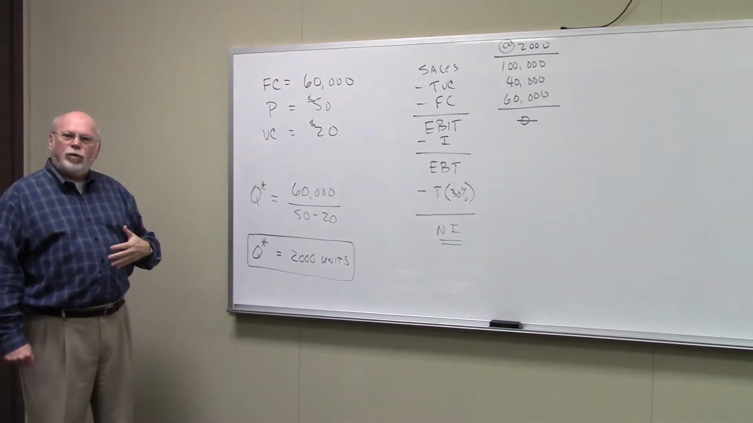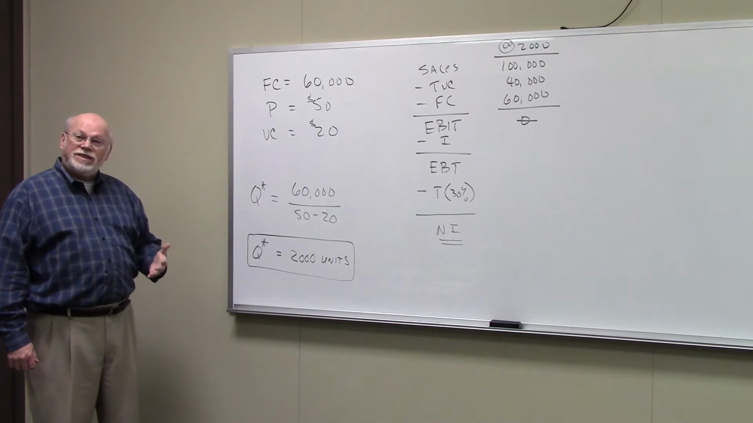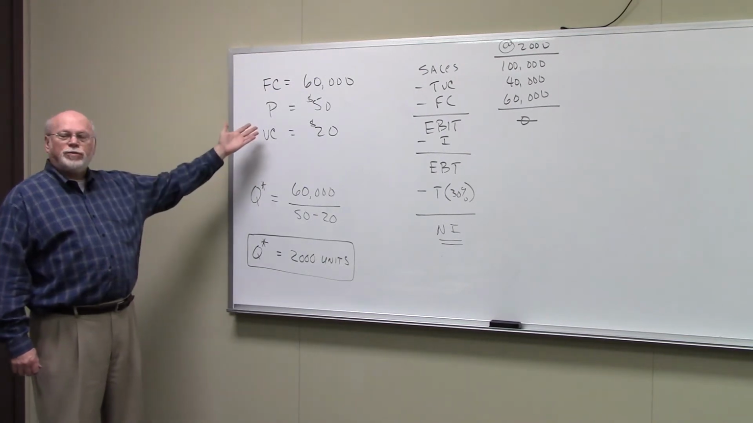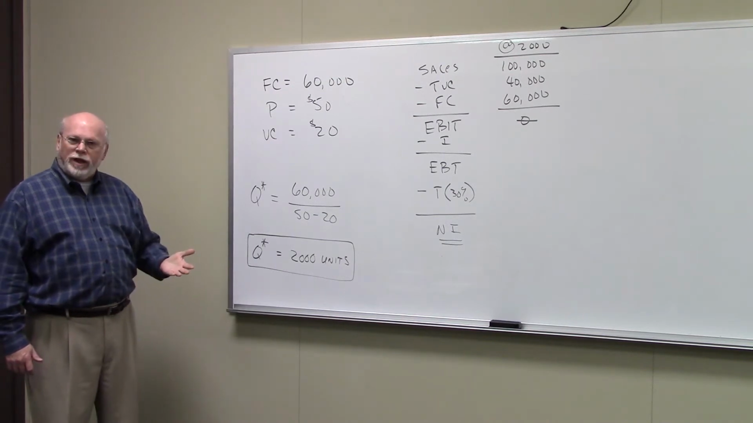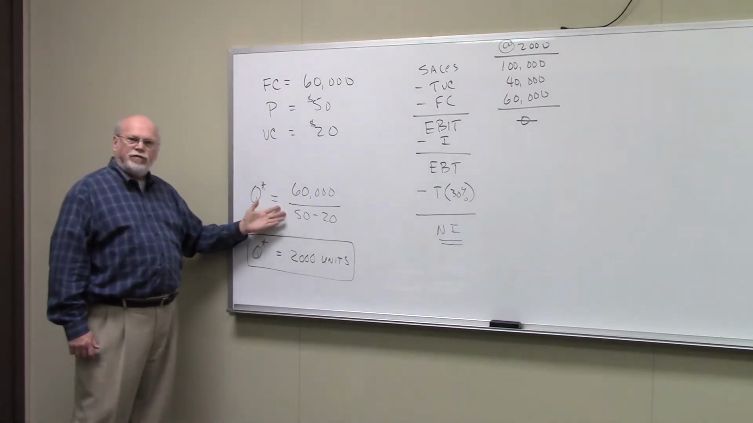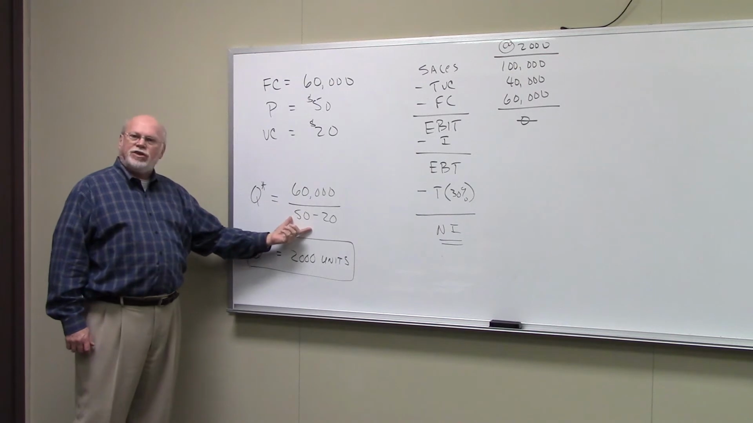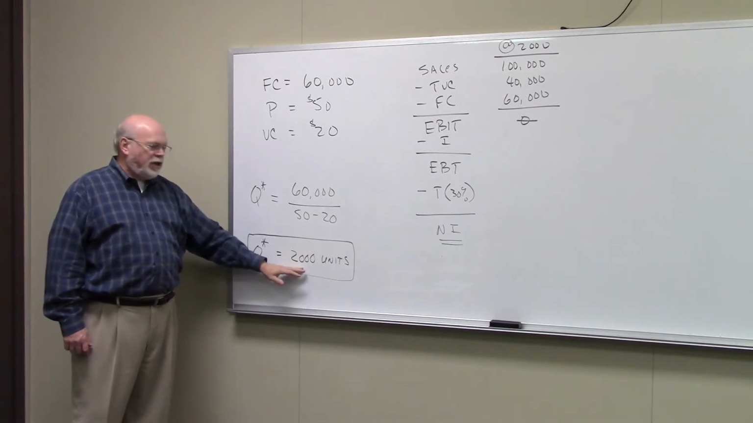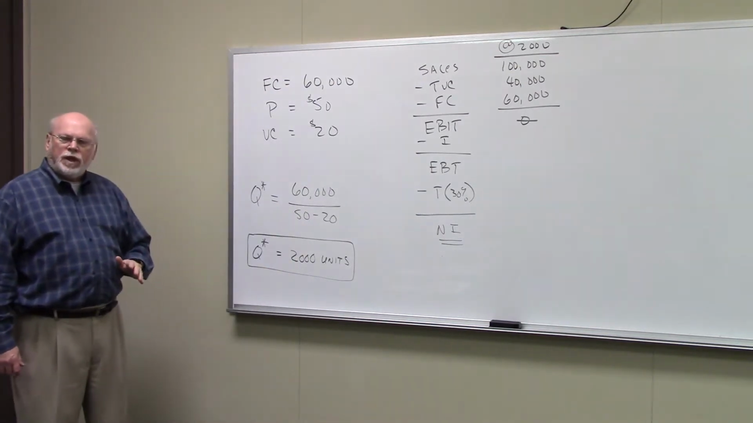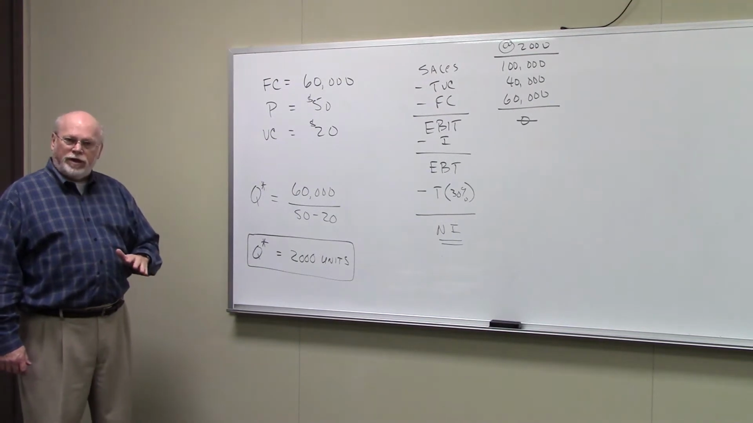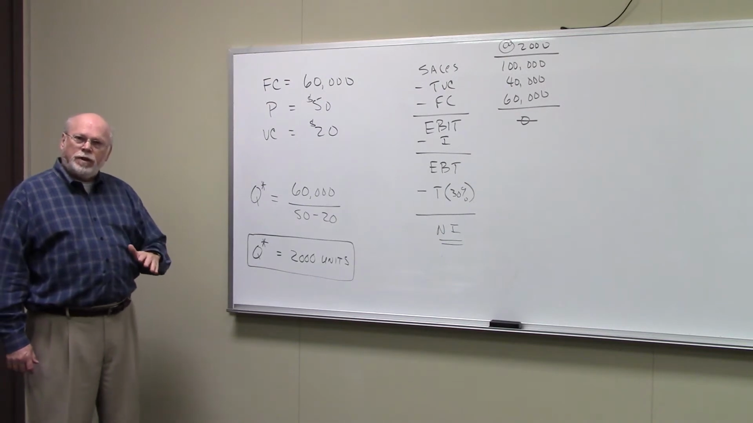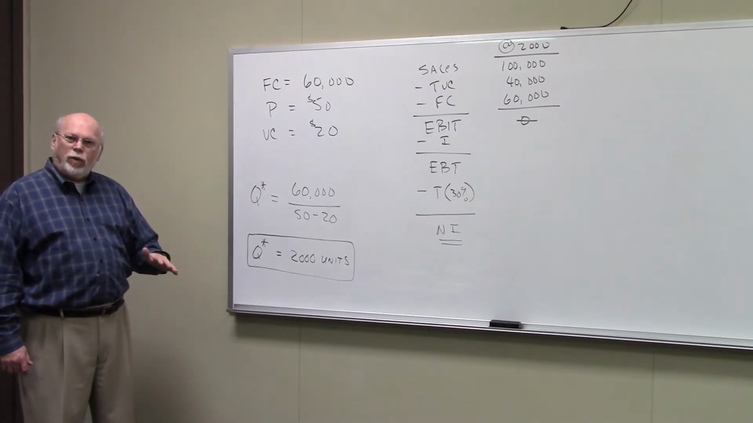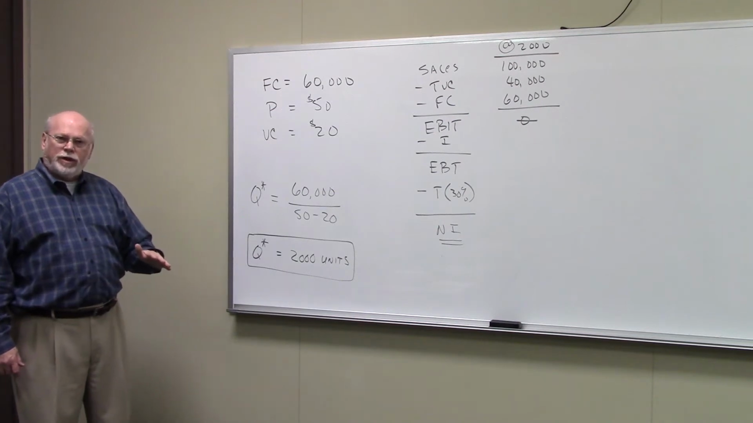So in this example, the fixed cost is $60,000, the price per unit is $50, and the variable cost per unit is $20. If you plug those into your formula here, 60,000 divided by 30, you'd end up with 2,000 units. Now this is what's called operating break-even. And operating break-even tells you how many units you need to produce and sell in order to reach the break-even point, the operating break-even point.